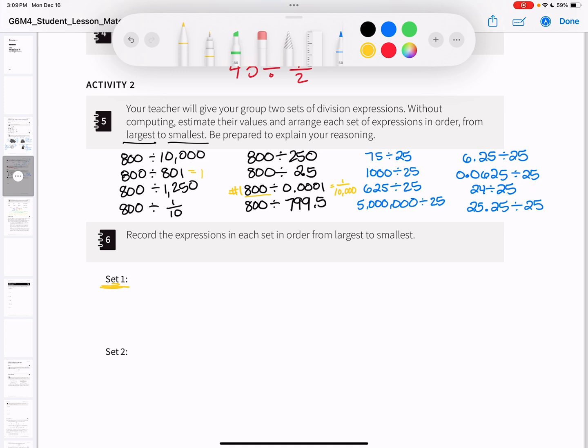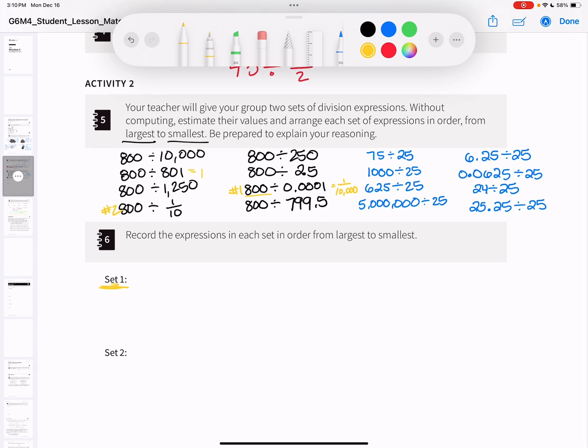Then we need something smaller, just a little bit bigger than 1/10,000th. So if we're going to look, we have 10,000, we have 801, we have 1,250, we have 1/10th, we have 250, we have 2 5/10ths, and then we have 799.5. So 1/10th is a decimal. It's smaller than 1. So this is going to be number 2. Then we're looking, the next smallest divisor is 2.5, so that's 3. The next one after that is, ooh, we're going to have a big jump.